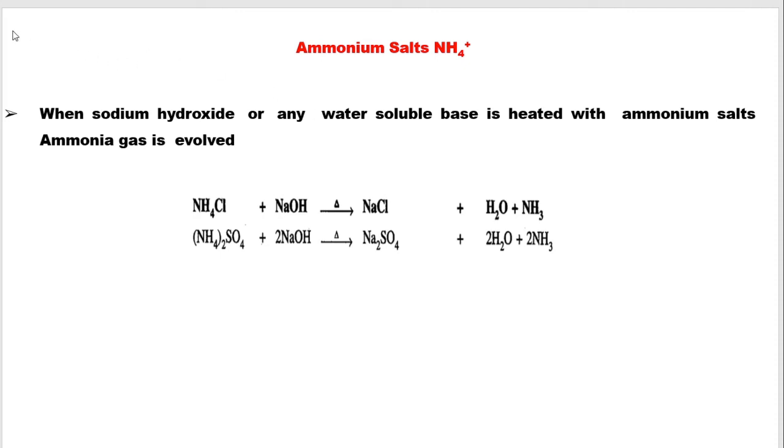When ammonium salts are added to a solution containing NaOH, this NaOH is soluble and it will break the salt and ammonia gas will be liberated. So in presence of an alkali, when ammonium salts are added, ammonia gas is released, which has a pungent smell and it indicates the presence of ammonium cation.